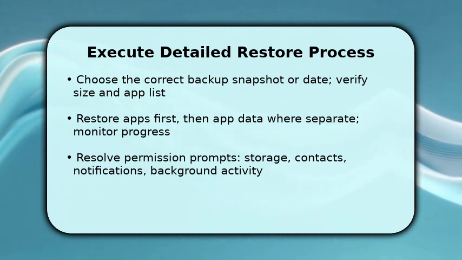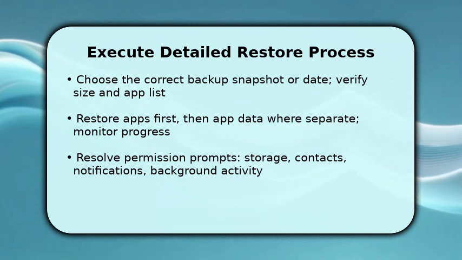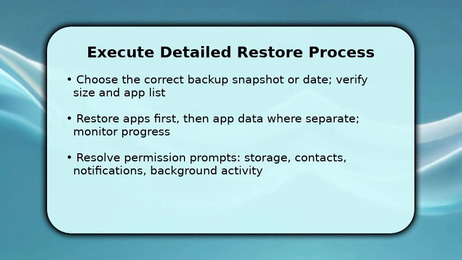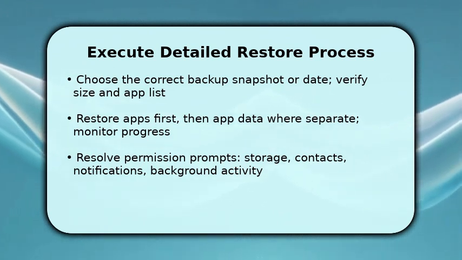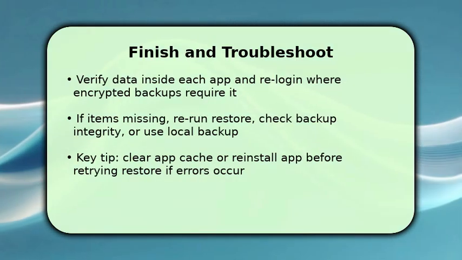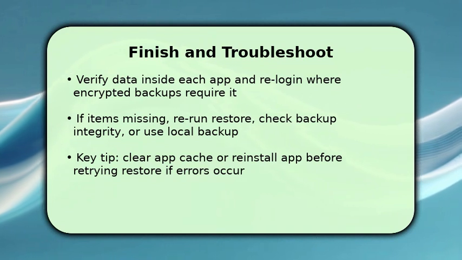This order prevents mismatches. Make sure to grant permissions when prompted: storage access, contacts, notifications, background activity. These permissions allow apps to import their data and function correctly, so don't skip them. You finish by opening each restored app and verifying key data: messages, settings, and files.